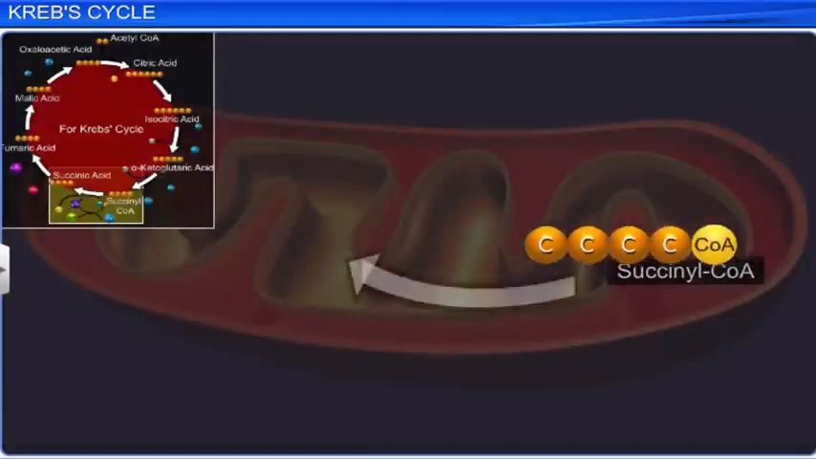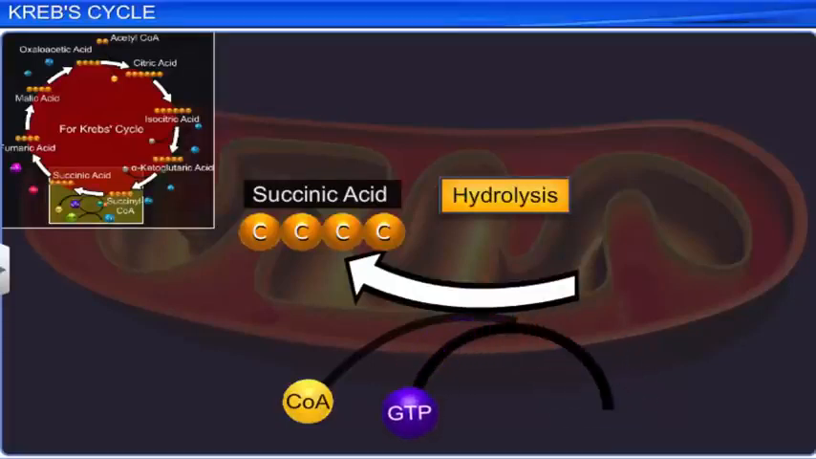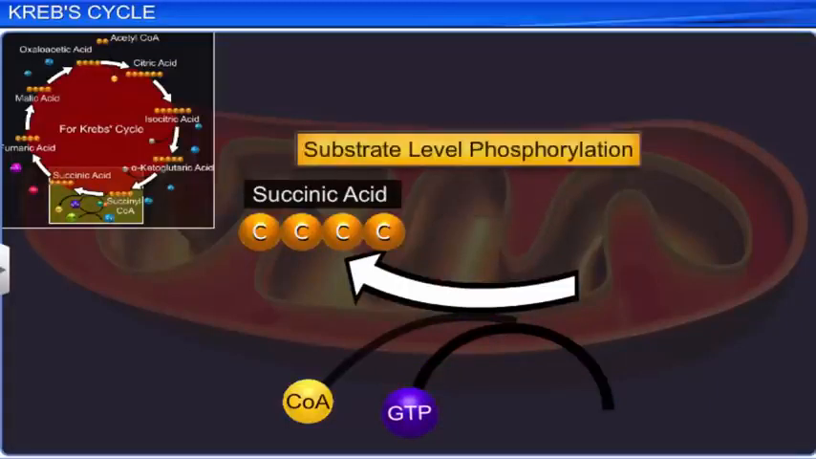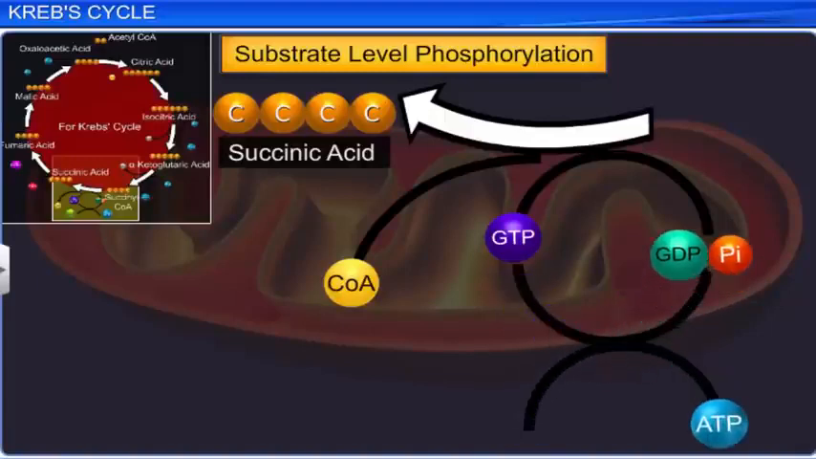The succinyl coenzyme A formed is hydrolyzed to succinic acid with the release of coenzyme A. This reaction also results in the production of guanosine triphosphate or GTP, a high-energy molecule, from GDP by substrate-level phosphorylation. The GTP thus formed is again converted back into GDP, coupled with the synthesis of ATP from ADP.